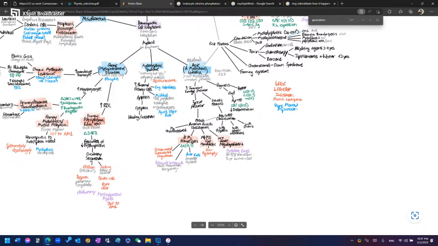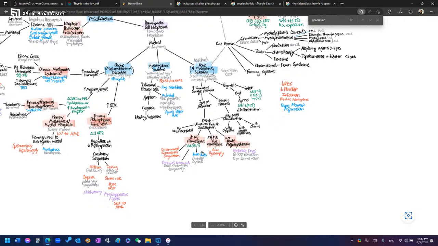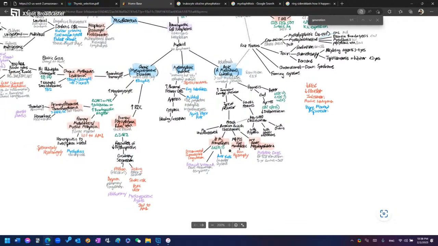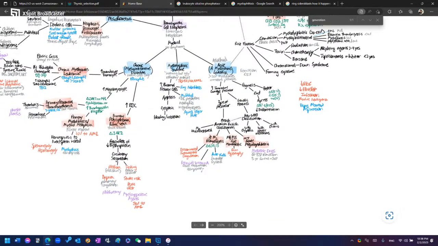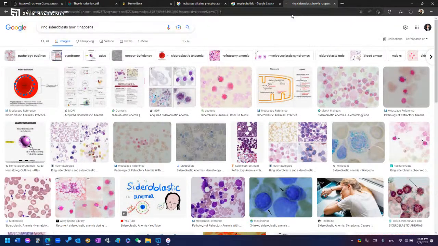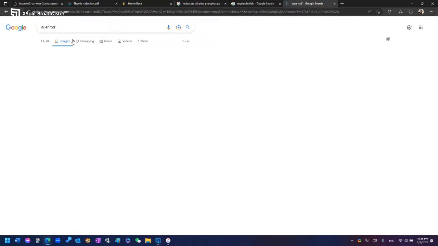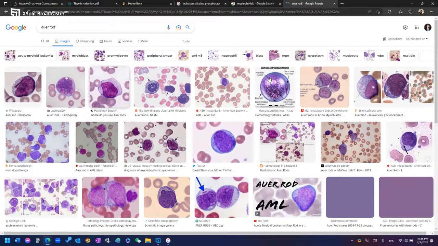So M3 is promyelocytic. So promyelocyte we've learned about. It's close to early on in the myeloid lineage, but that's translocation 15;17. We're going to come back and look at all the translocations. The main thing to look for is Auer rods. Let's find a photo. They're just these weird crystals inside of your cell, inside of a myeloblast.